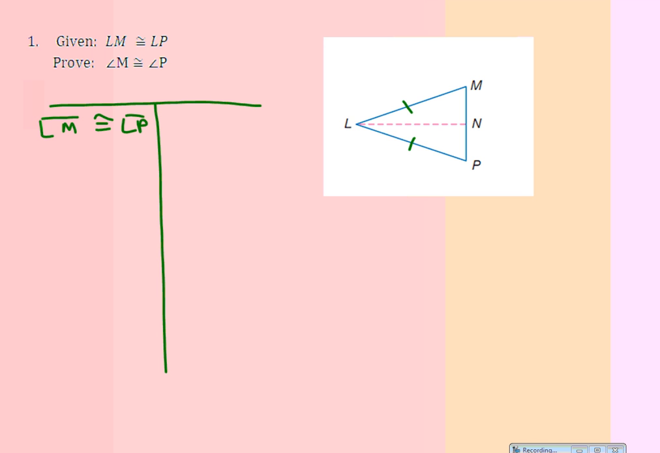So, we got a little proof here. Given LM is congruent to LP, prove angle M is congruent to angle P. Okay, so let's prove this here. We start off with our given, LM congruent to LP. That is given. All right, statement, reason. So let's take a look at what we have here. LM and LP are congruent to each other because that is given.